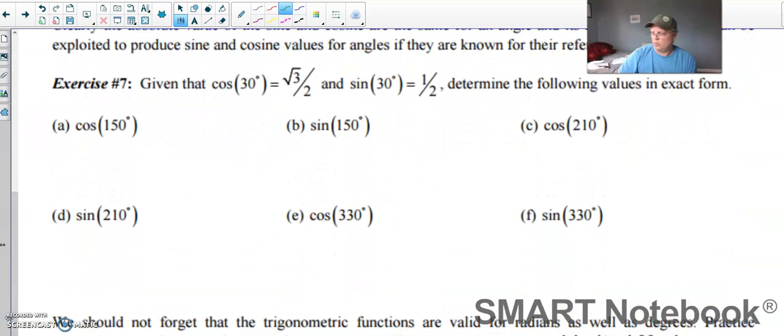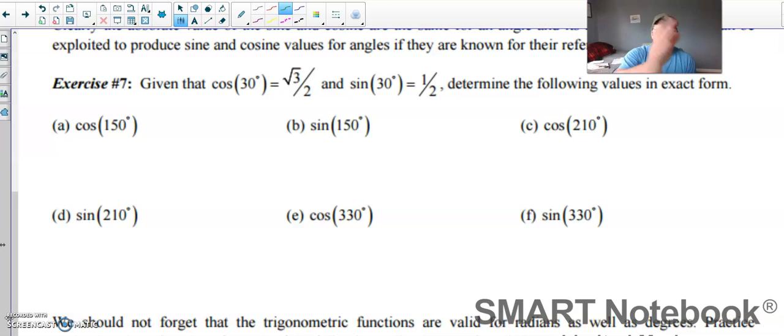All right, so what you're going to be starting to get comfortable with, I hope, is this unit circle. Now, no one is expecting you to memorize all quadrants. What we'd like you to do is know or memorize the ones in quadrant 1: the 30, the 45, and the 60. And that's what this exercise is based upon. So if we tell you that the cosine of 30 is root 3 over 2, based on the unit circle, and sine of 30 is 1/2, then determine the following values in exact form.